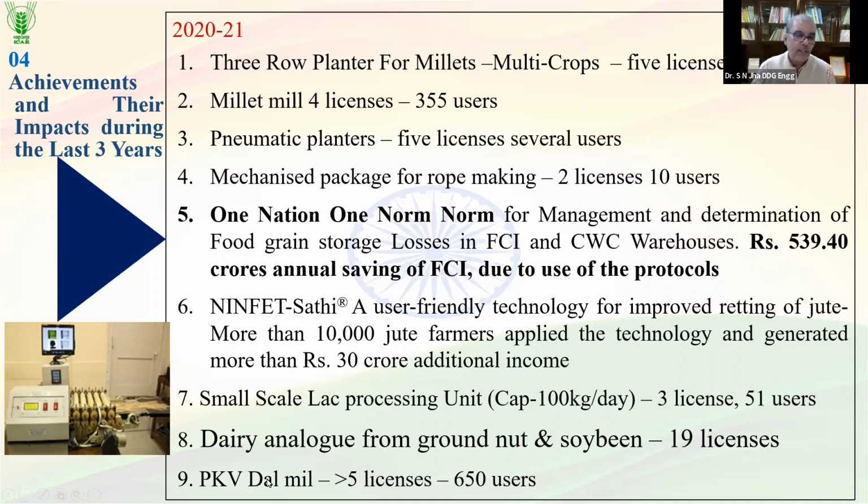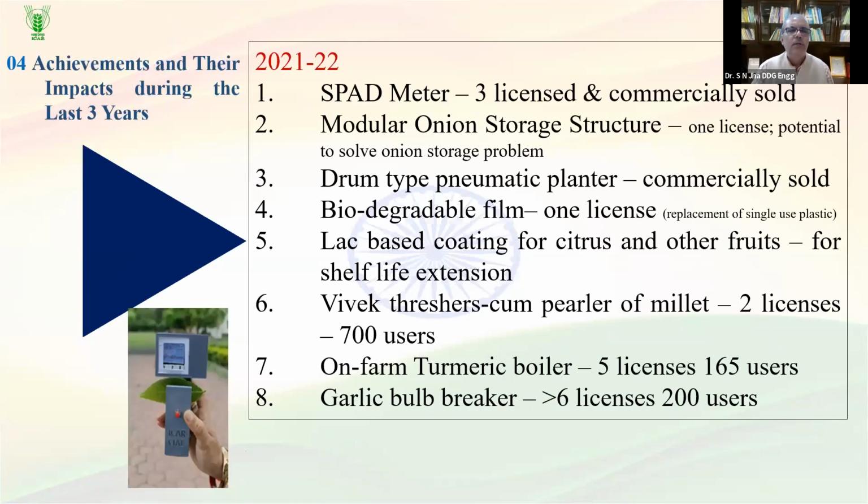And then an important development under AICRP, that is called PKV Dal Mill. 5 licenses. I think this is a very less number. It was an old record with me. And more than 650 users are there, and it is being utilized. And now the new model has come with multiple dal milling, very small, less than 1 lakh cost, and any user, even a single farmer, can use.